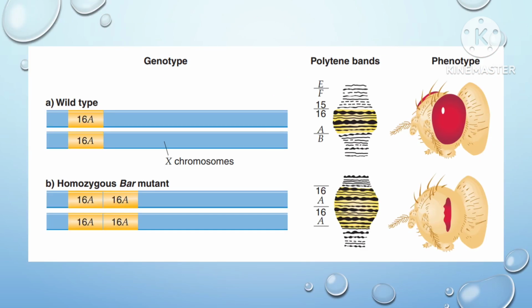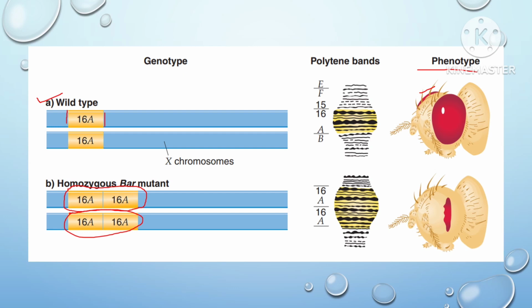A good example of this duplication is the Drosophila eye. Here you can see the wild type, where this 16A segment is present just one time, and here you can see there is duplication of this 16A segment of this chromosome. 16A is nothing but the name of the segment. So 16A is doubling here.